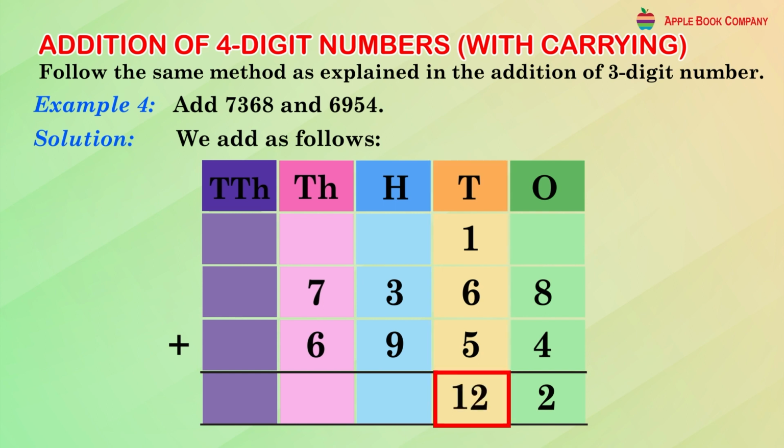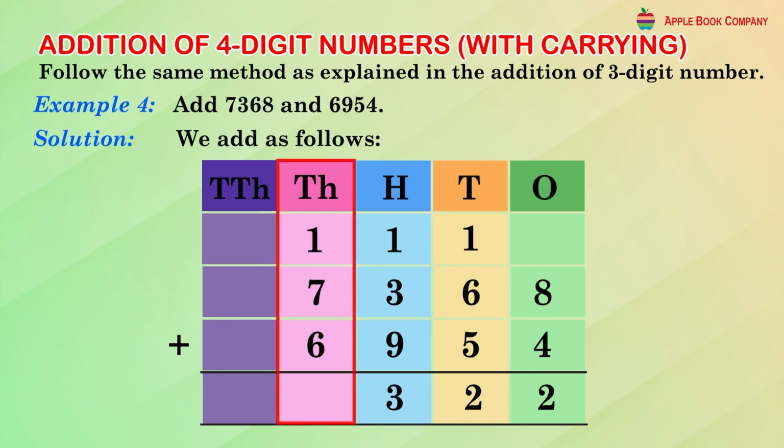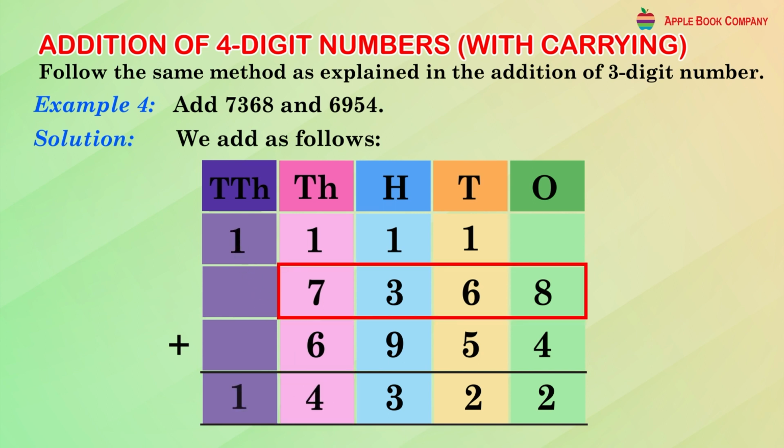So we place the 2 in the tens place and carry the 1 again in the hundreds. And now when we add hundreds, which is 1 plus 3 plus 9, it gives us a 13. Now, we place the 3 in the hundreds and we carry the 1 to the thousands. And now when we have carried the 1 to the thousands, when we add 1 plus 7 plus 6, it gives us 14. Therefore, the total of 7368 plus 6954 is equal to 14,322.